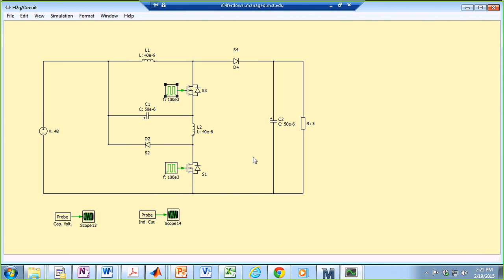We are going to move on to a new topic, which is the Fourier analysis of converters. So it's a relatively short topic, but very interesting. Could be very useful sometimes.